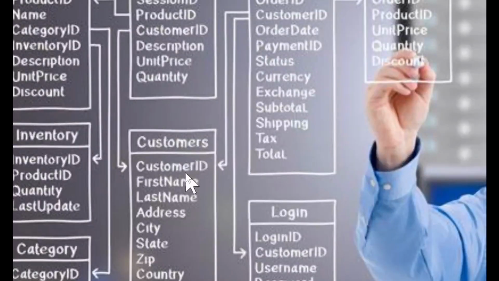So you'll be hearing things like primary key and foreign key. This ID here is called a primary key, and the ID here in the second table, the login table here, is called a foreign key.